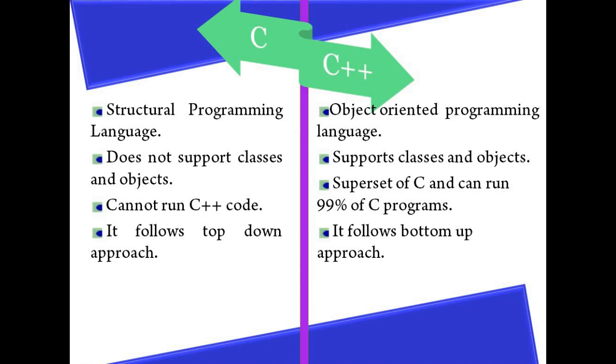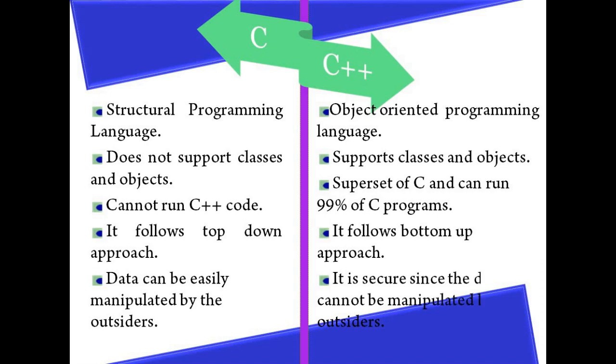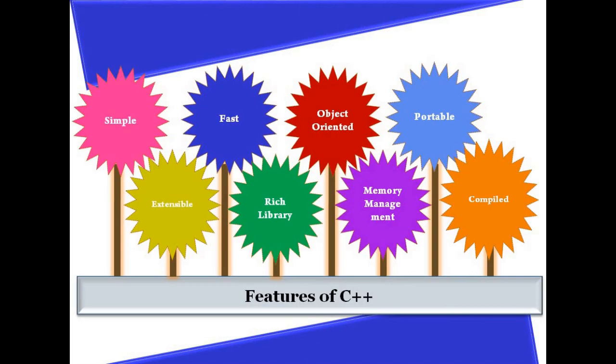C cannot run C++ code, but C++ can run 99% of C code because it is an extension of the C language. C programs follow a top-down approach where the bigger problem is broken into smaller ones and the process is repeated for each and every problem. But C++ follows a bottom-up approach where small modules, that is small parts of the code, are developed and combined into bigger ones. The last difference is data in C can be easily manipulated by outsiders, but in C++, data cannot be manipulated by outsiders. Hence, programs are secure. These are some of the key differences between C and C++.